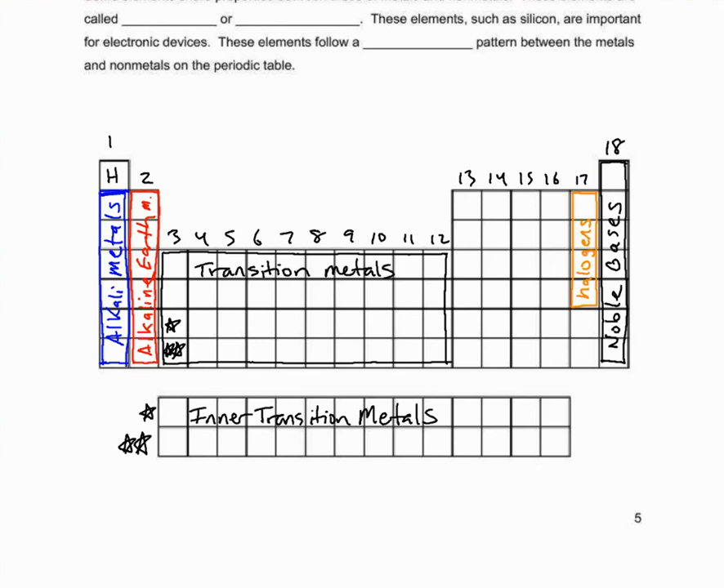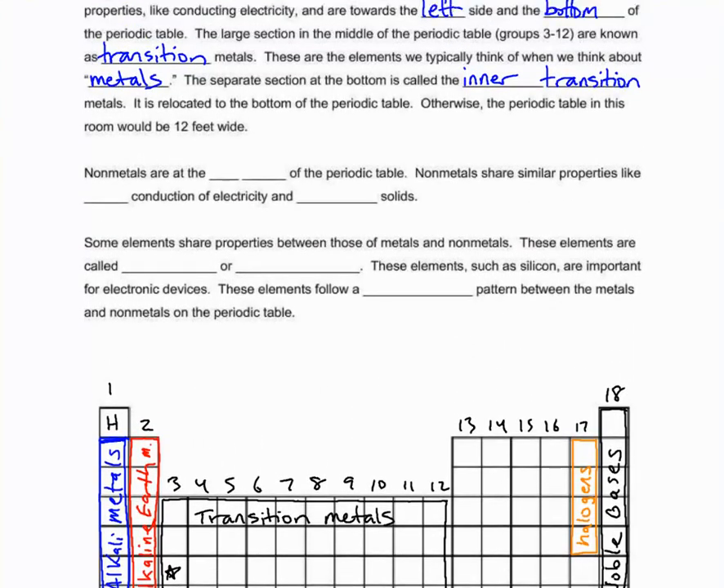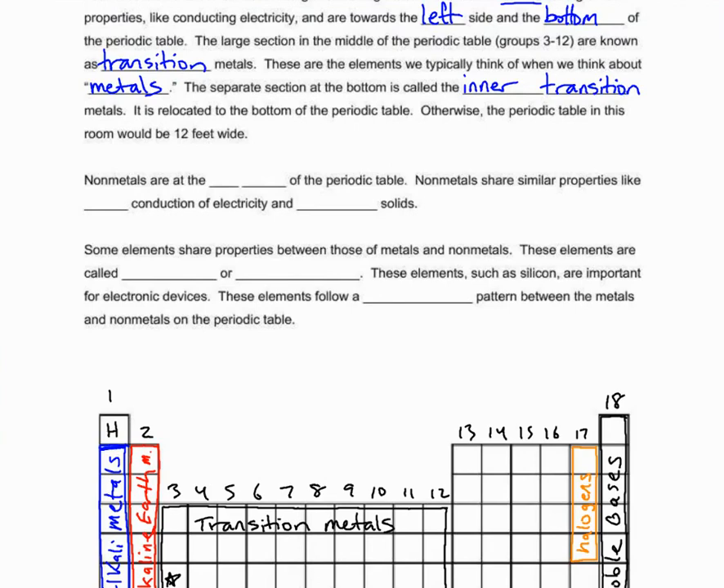These are things like uranium, plutonium. There's a lot of radioactive things down there. They're very large elements. They're very unstable. And we have nonmetals. Nonmetals are at the top right of the periodic table.